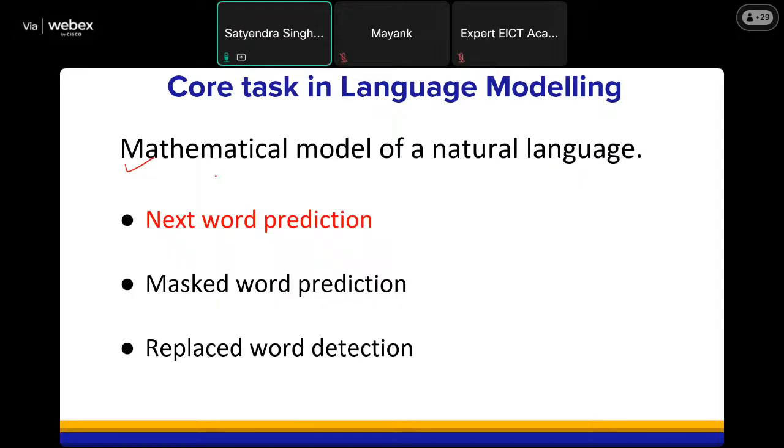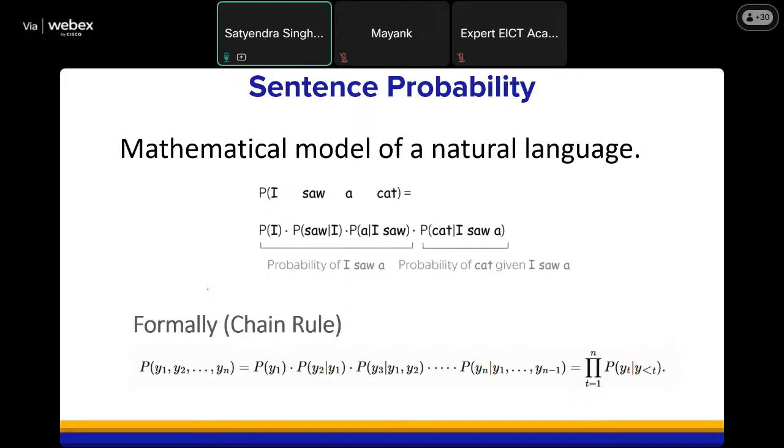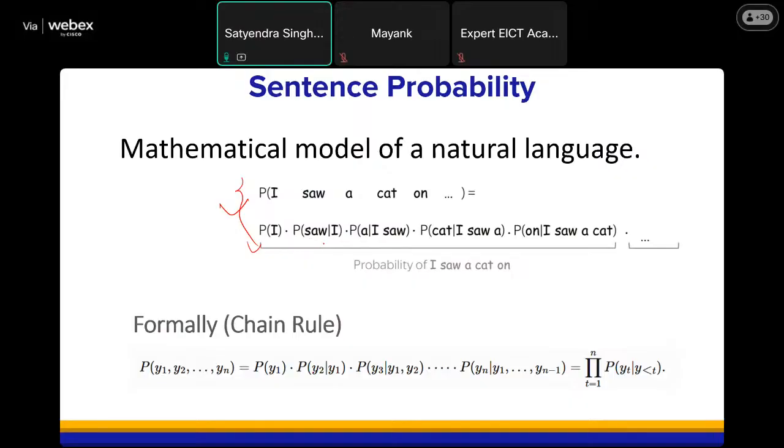Just to quickly recap, if we talk about language models, they are basically trained based on three mathematical models: next word prediction, masked word prediction, and replaced word prediction. When we say next word prediction, given a text, or given some previous tokens, the model tries to predict the next word. So this we had seen in the previous session as well, how we define a mathematical model for a sentence. The probability of the whole sentence is nothing but the product of the probabilities of each particular token given the previous tokens. This animation shows the probability of "I saw a cat on a" can be represented by the probability of I multiplied with the probability of saw given I, and so on.